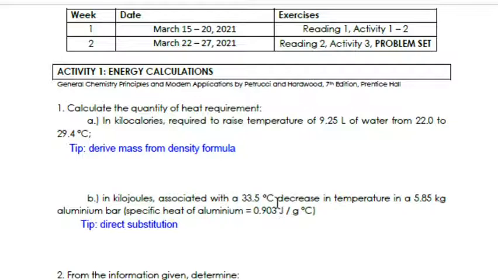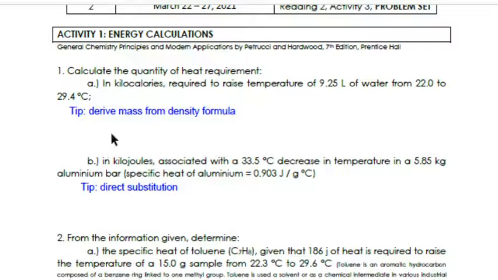So for activity 1, this is a review of energy calculations. So I put a tip on how you will solve the problem. For number 1, the tip is to derive mass from the density formula. And from there, you may use the heat formula. And then for letter B, it's a direct substitution of our heat formula.